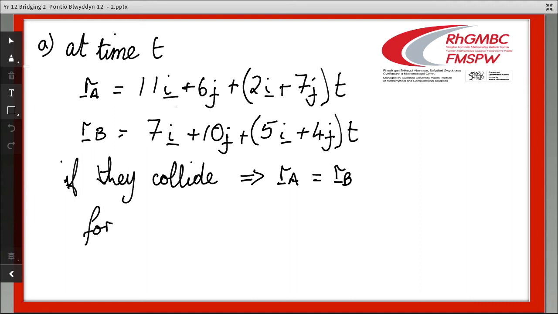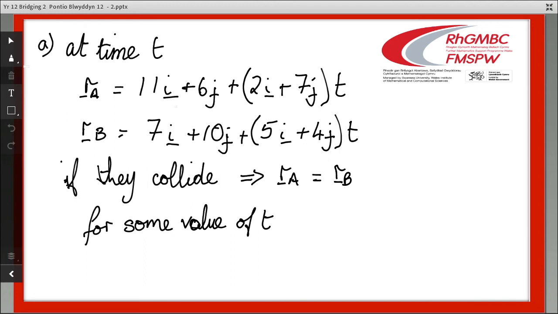And that's for some value of t. So what we're going to do is take the i component from the position vector of A, and put it equal to the i component of the position vector of B. That will give us a solution for t.